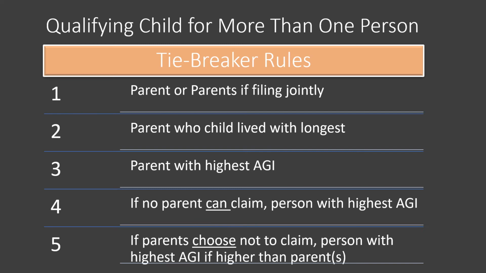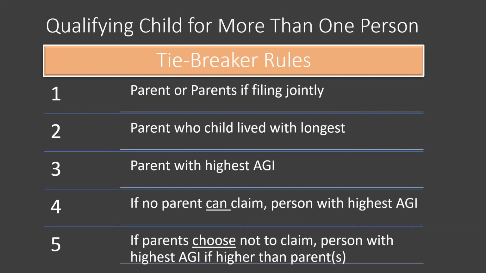If it's between two parents, then it goes to the parent who the child lived with longest. Again, in other terms, that would be the custodial parent. If in the off chance the child lived with parents 50-50 for the year, then the dependency and the ability to claim this child for EIC would go to the parent with the highest adjusted gross income. And there are certain situations where no parent can claim the child. Maybe the child didn't live with the parent at all, and the parent wasn't supporting that child. Then it would go to whatever person that child is living with who has the highest AGI.